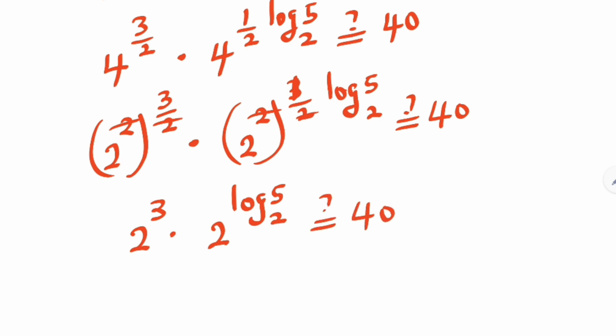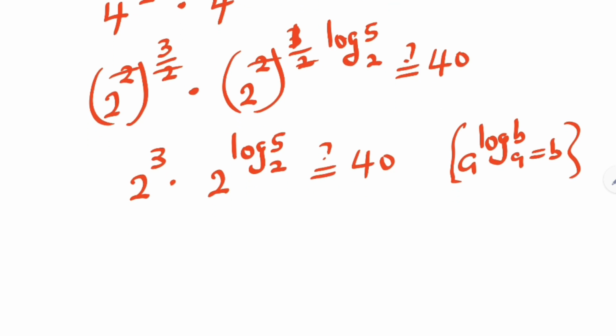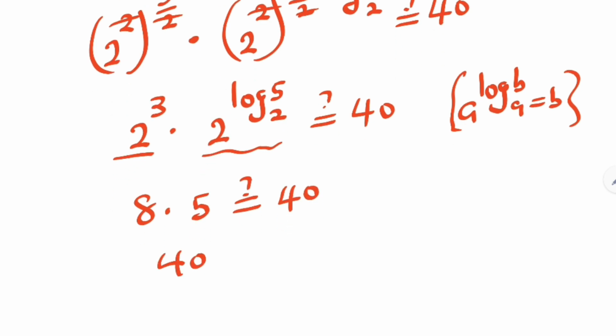If you have a raised to power log b base a, this is equal to b. This is 2 raised to power 3, 8, multiplied by the whole of this is 5, must be equal to 40. 8 times 5, this is 40, is equal to 40, which is true.